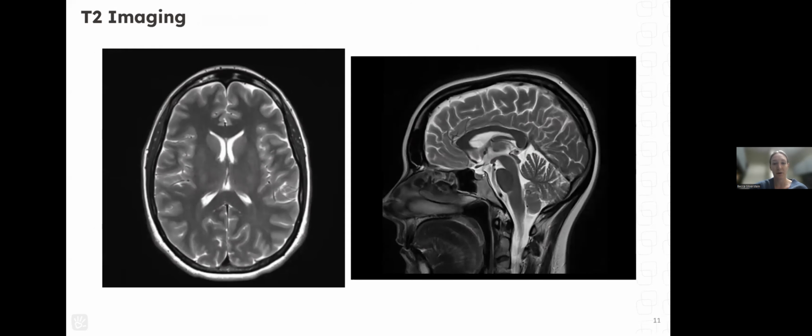So this is your T2 weighted imaging. Again, this is an axial cut. This is not the FLAIR. So you can see that now the gray matter is a little lighter compared to our white matter, which is a little darker, and our CSF is white. And so that's how you know that you're looking at a T2 weighted image. And then here on the right side is just a sagittal cut of T2 weighted imaging.